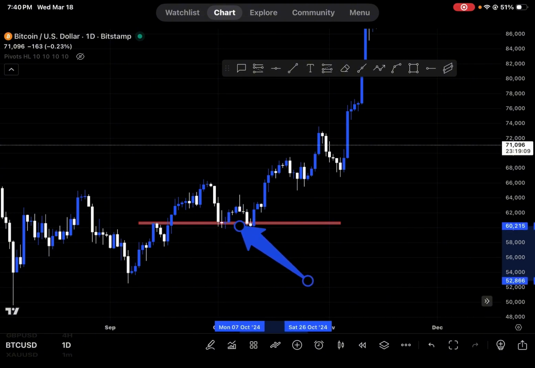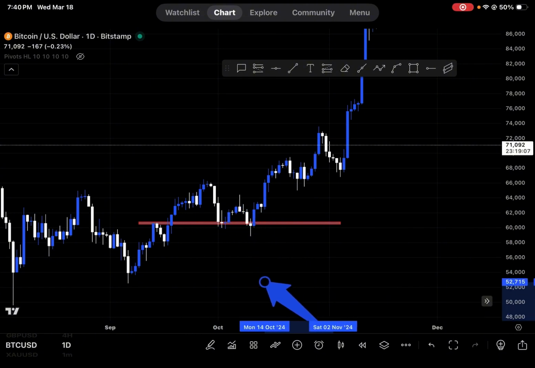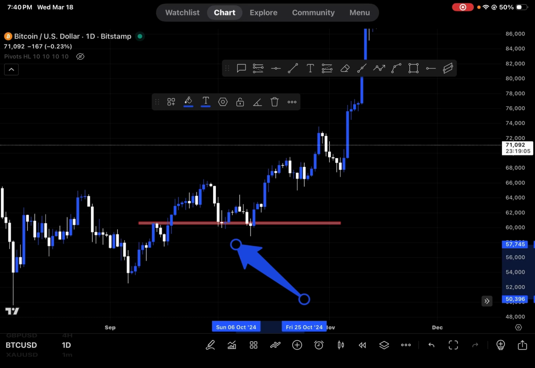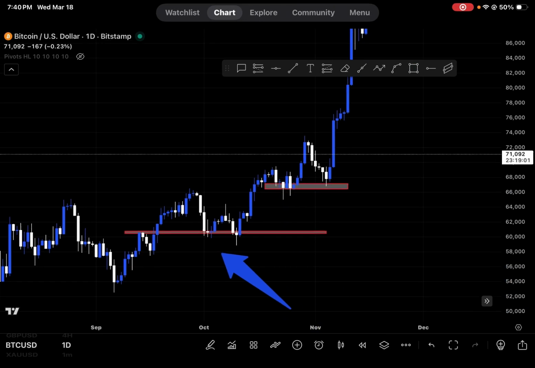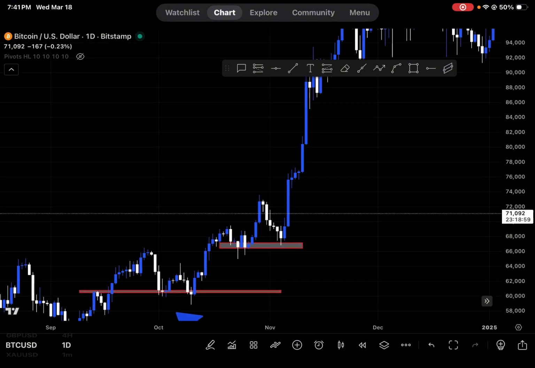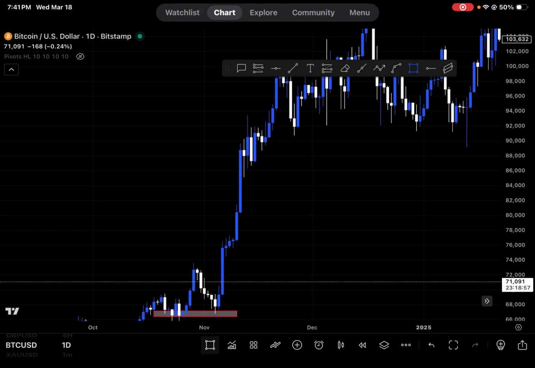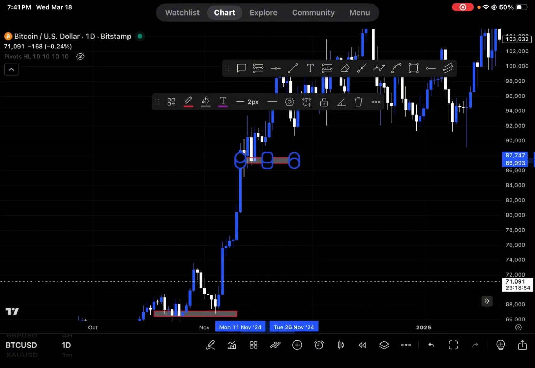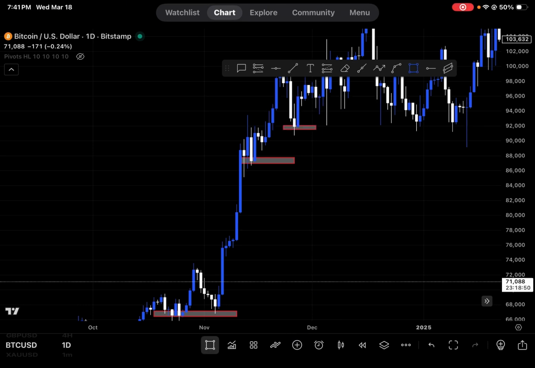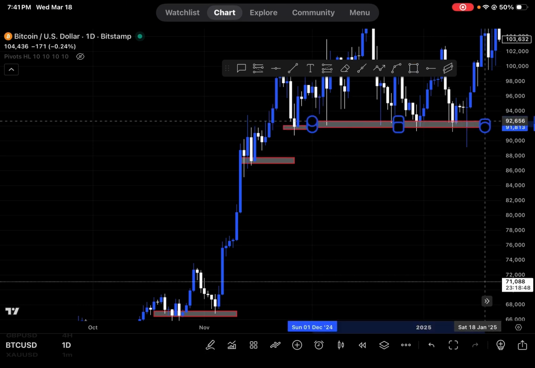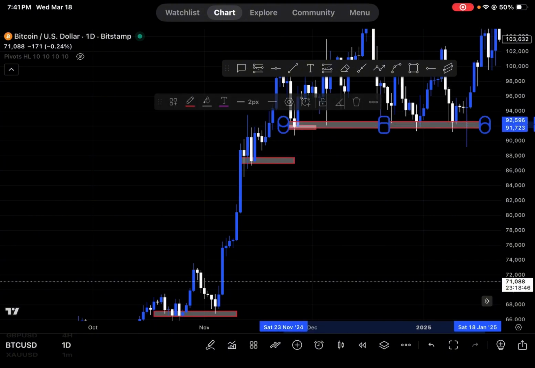See, it's now a support because price is unable to break and go any lower, right? And this is how the market is. So we have another support right here. We have a support right there. We have support right here. We have support right here. And if we drag this across, it's a long area of supports.